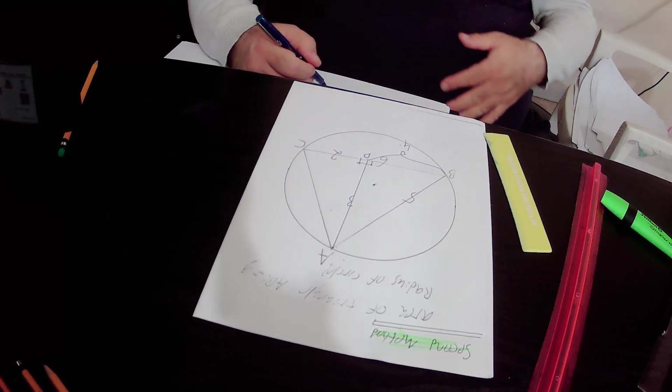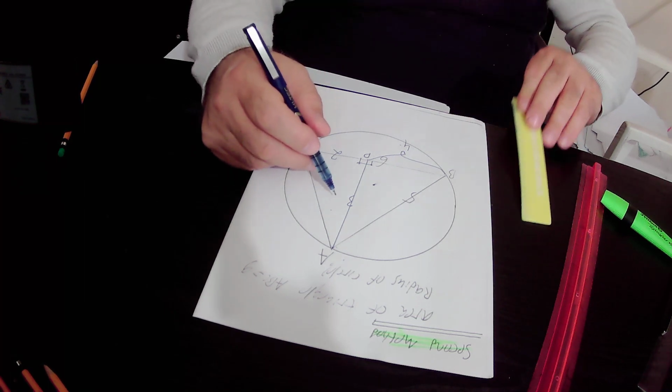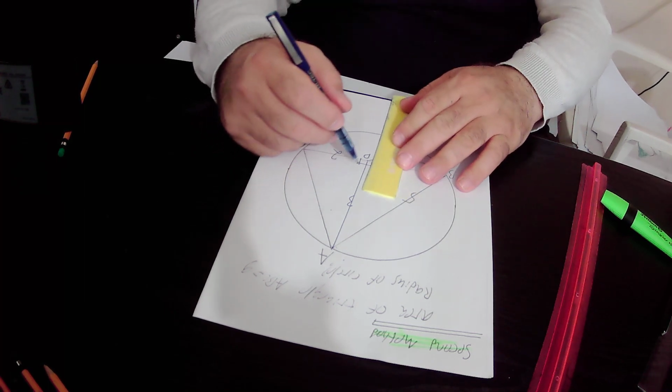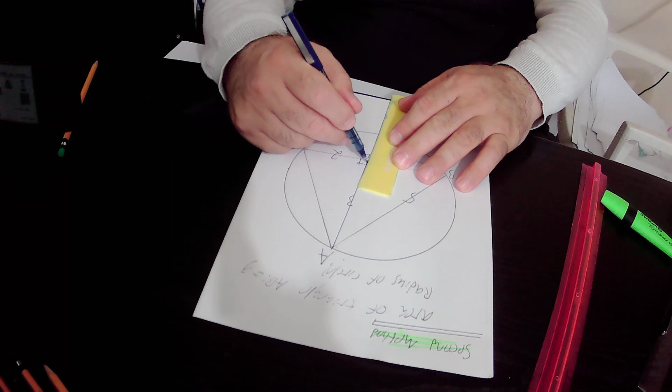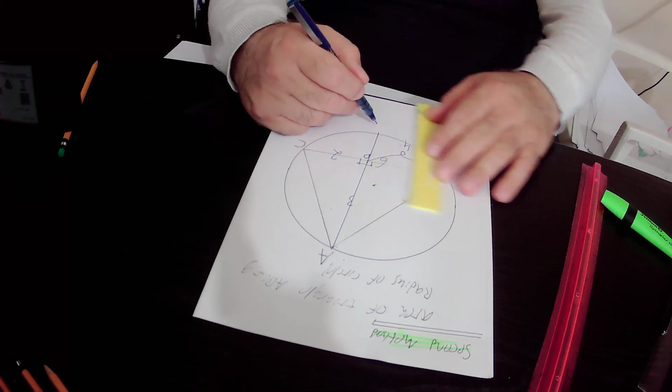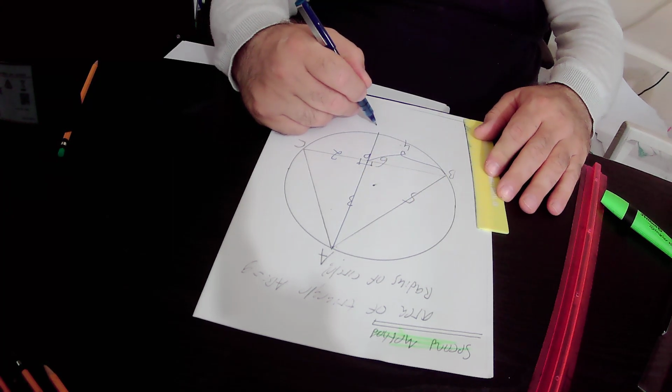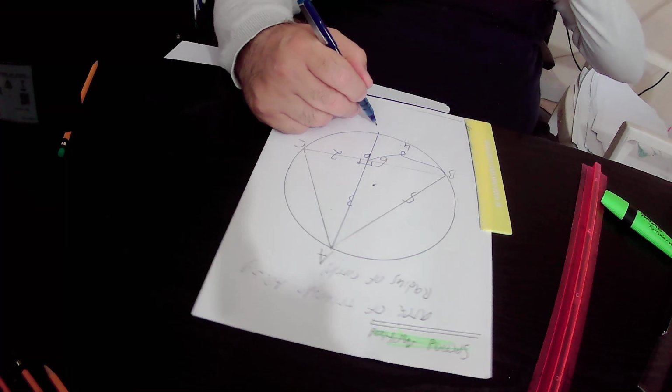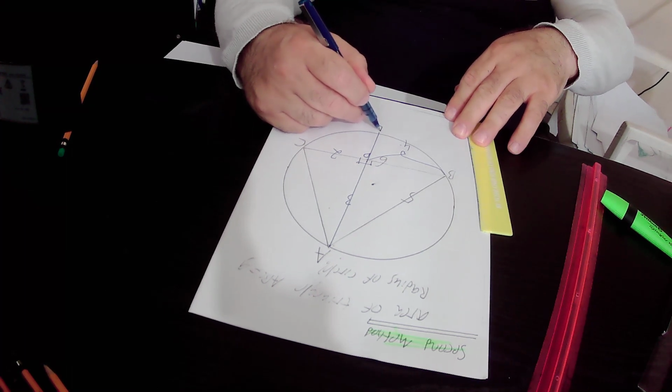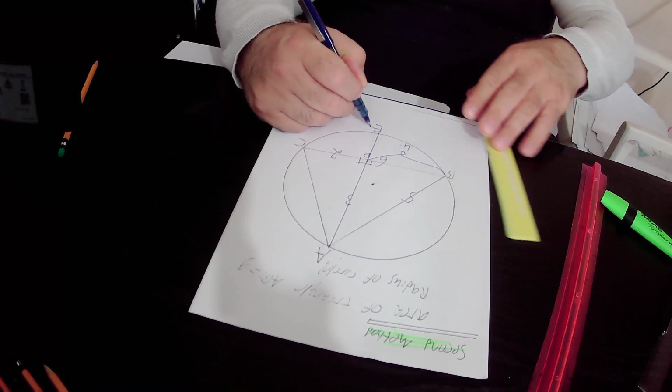So in the next step, we'll extend side AD by a straight line until it touches the circle. At this point, we define the touching point of the extended AD on the circle as point E. Okay.